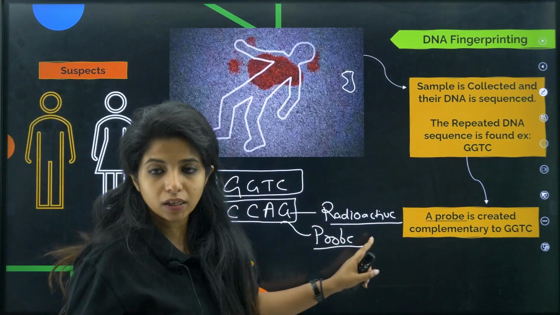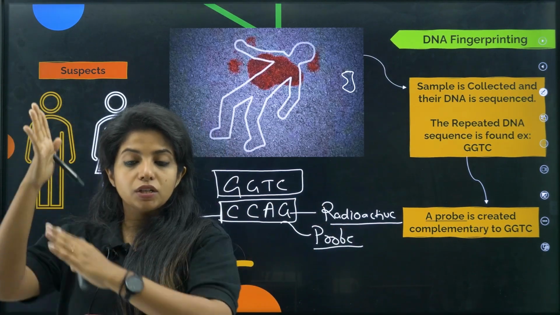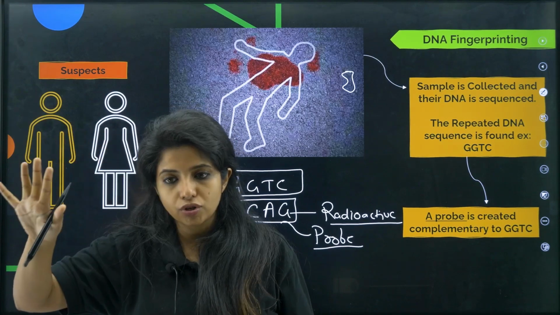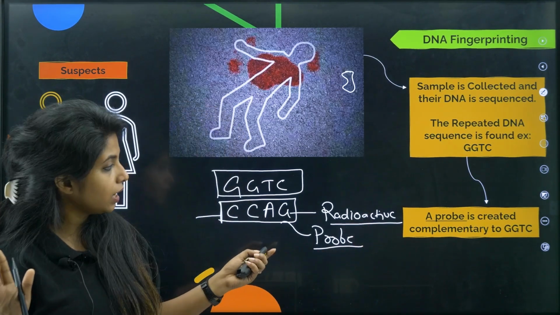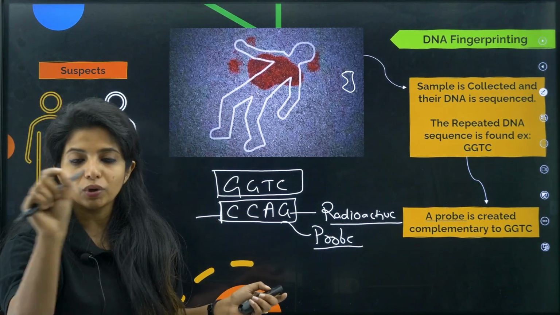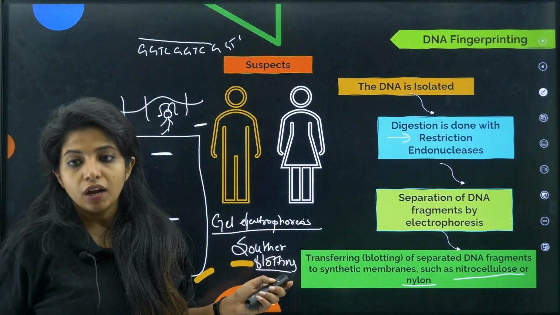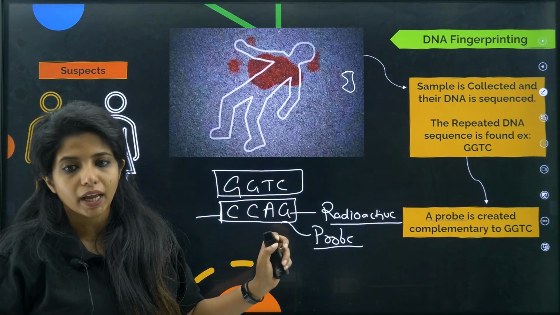Now the probe is created, that is the next step. So until now, what did we do? We just transferred everything. The DNA is transferred onto the nitrocellulose and nylon sheet. It is just kept there. Now I created a probe which is radioactive, and now I let the probe go and attach to whatever complementary sequences are there. If there is a complementary sequence, it will attach. If there is no complementary sequence, it won't attach, right?